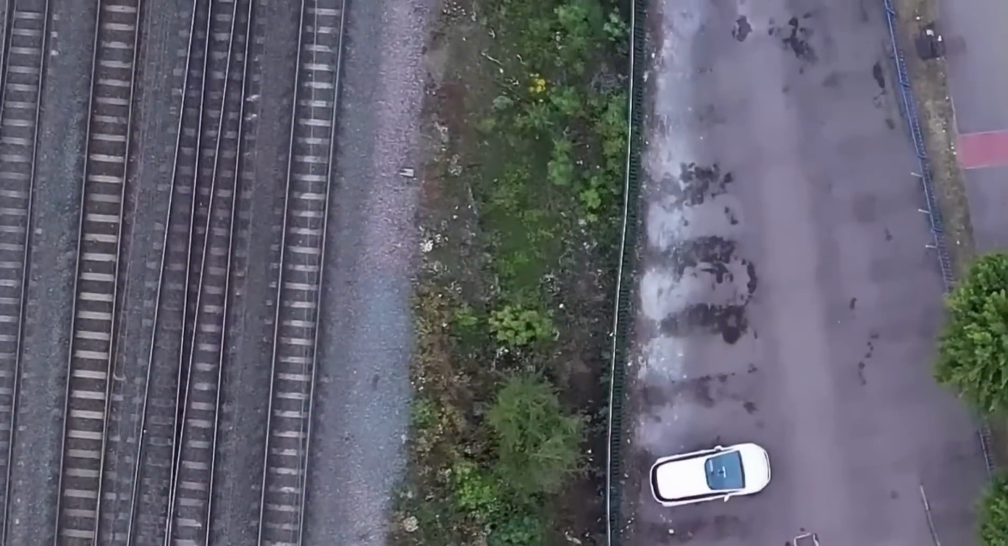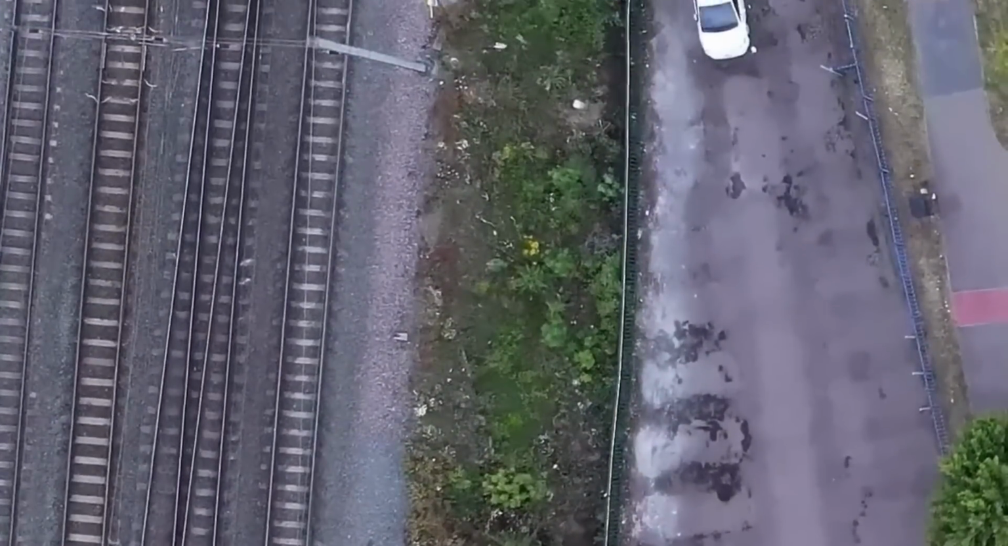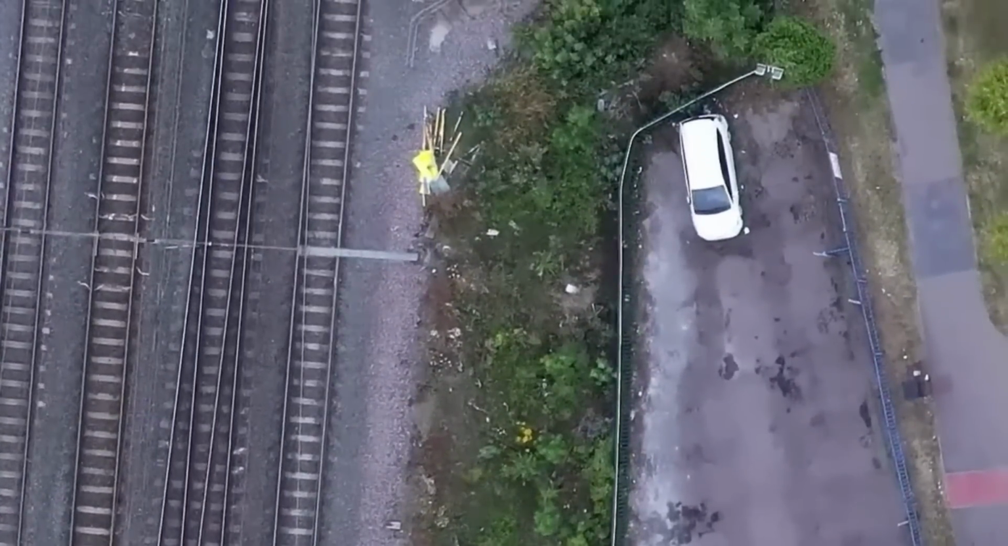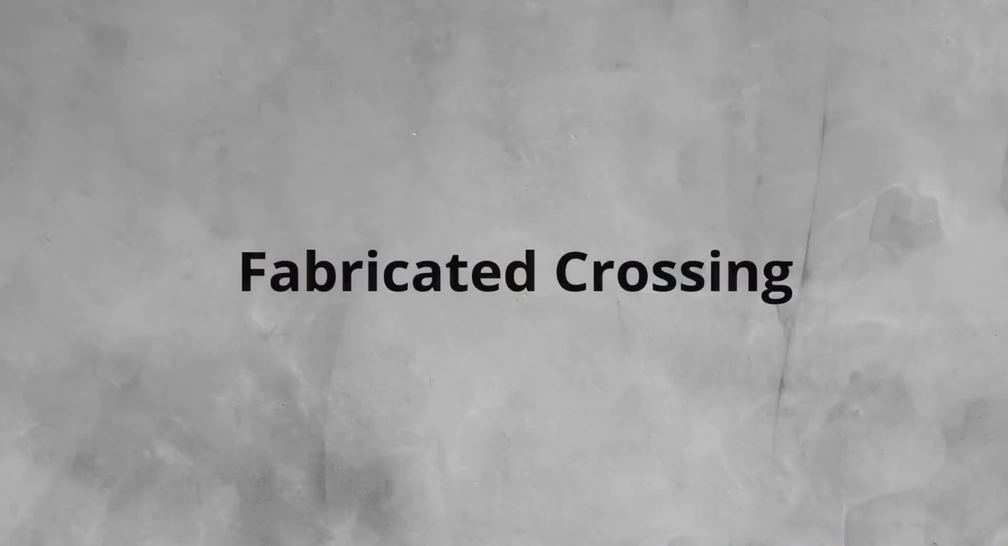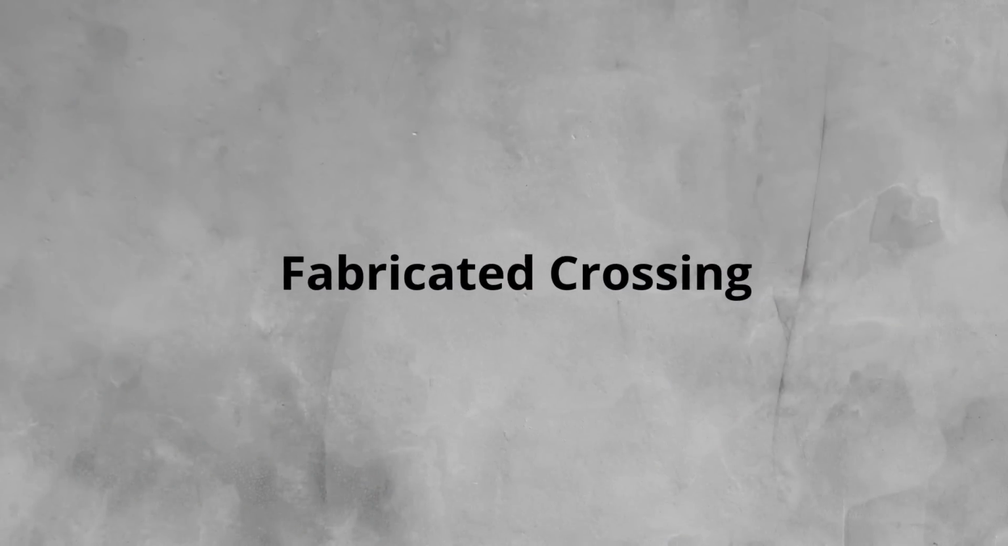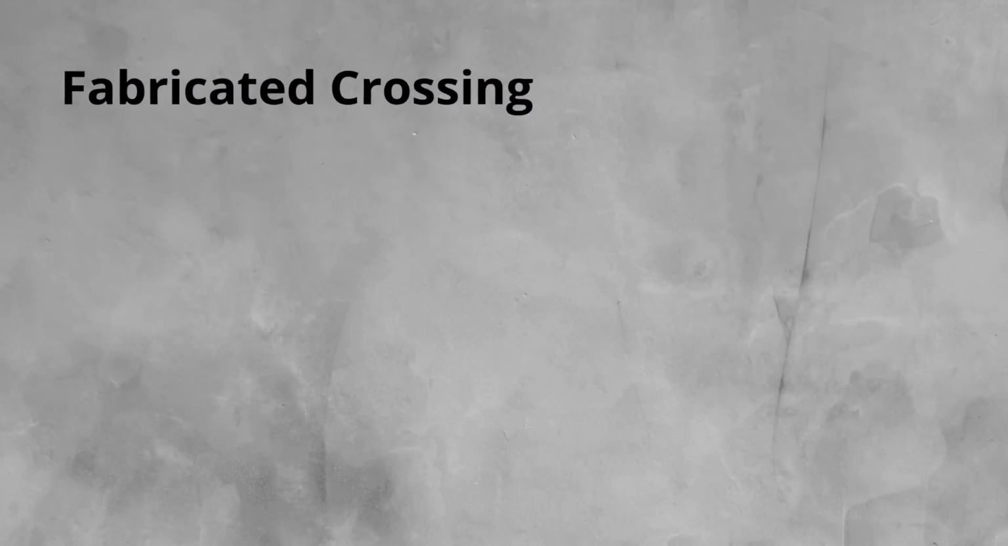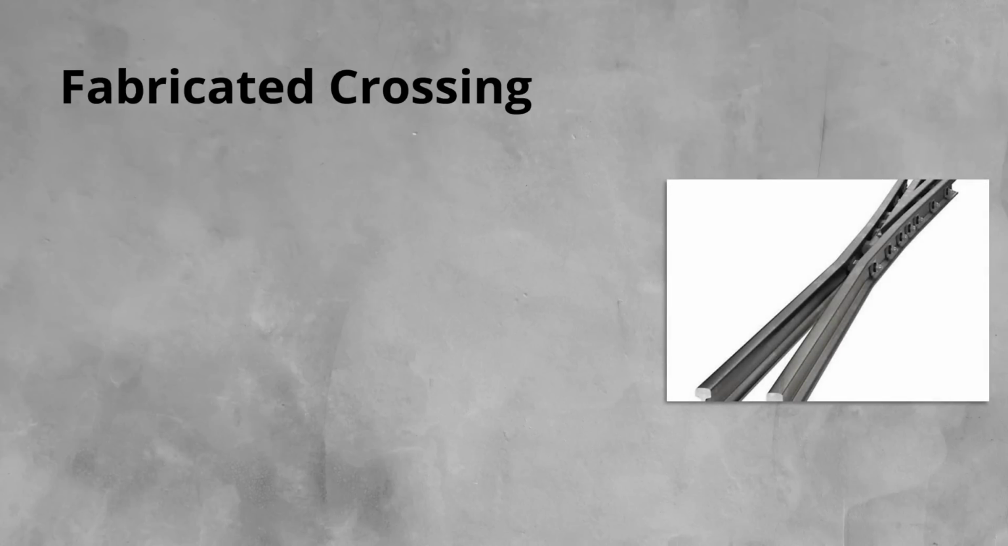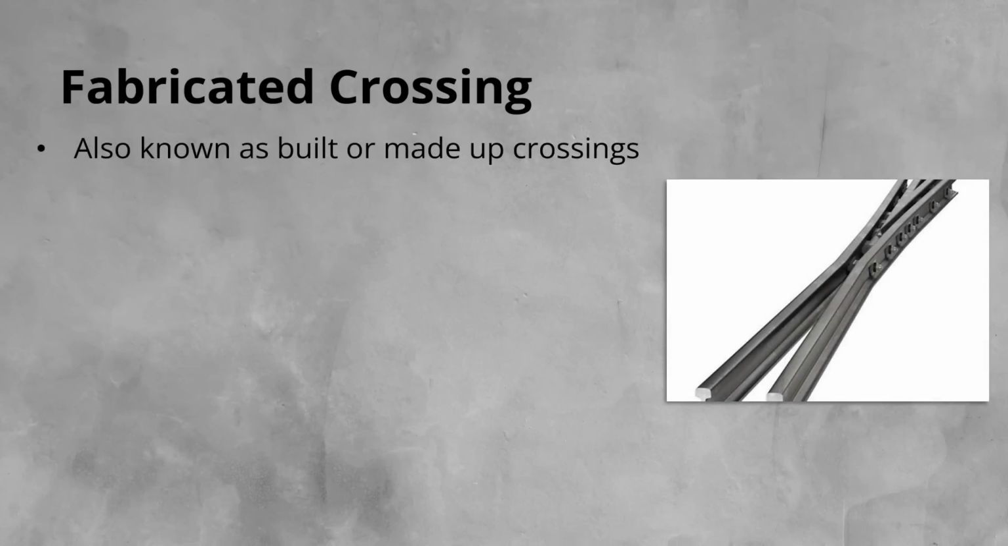Crossings play a crucial role in railway junctions, and can be built using several methods. First up is the fabricated crossing. Sometimes these are also called built or made-up crossings. This is the cheapest style of crossing to manufacture.